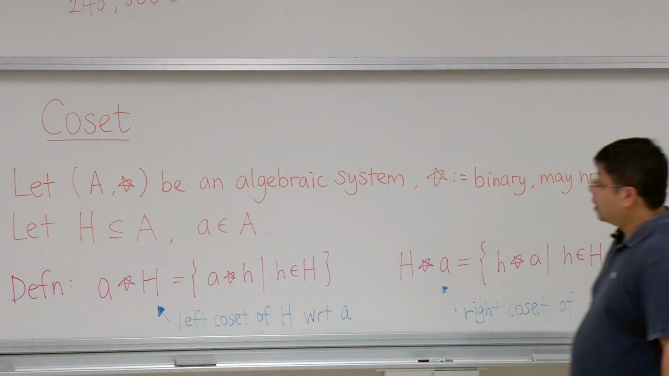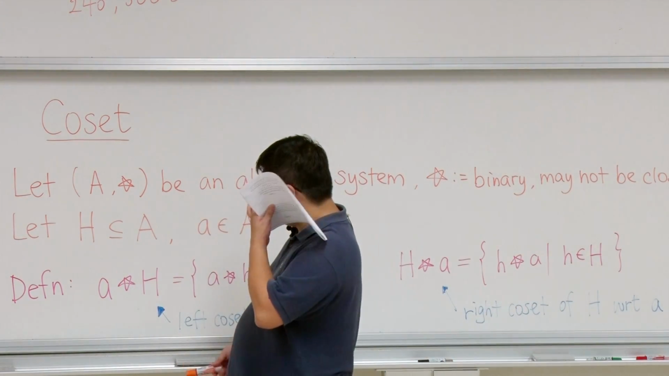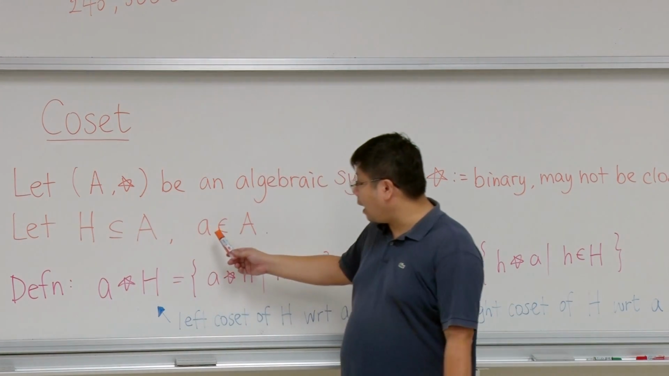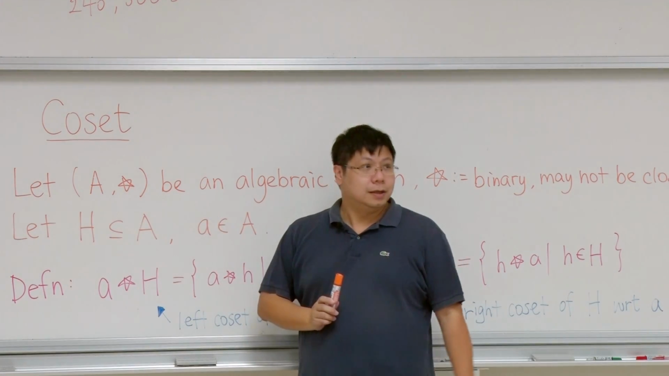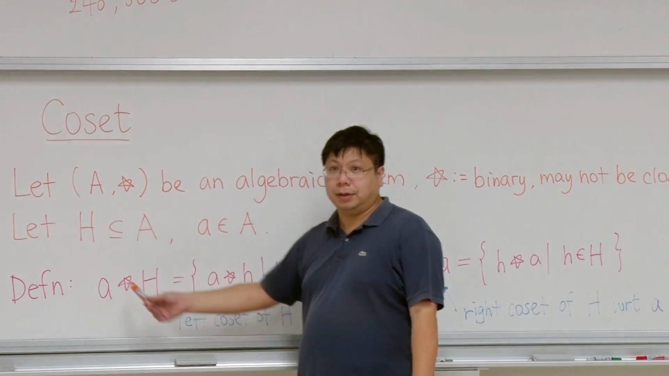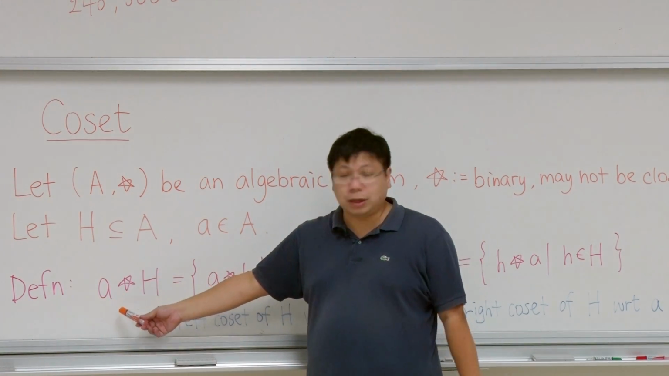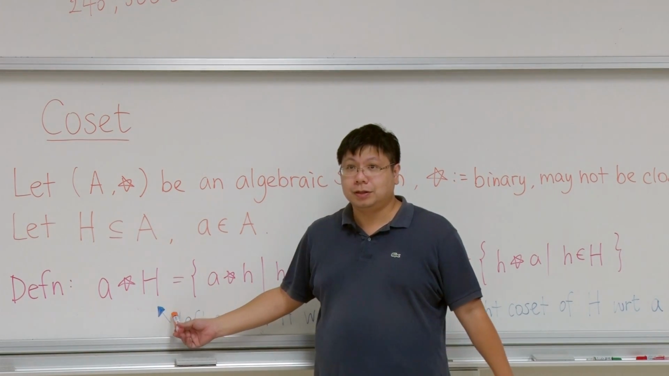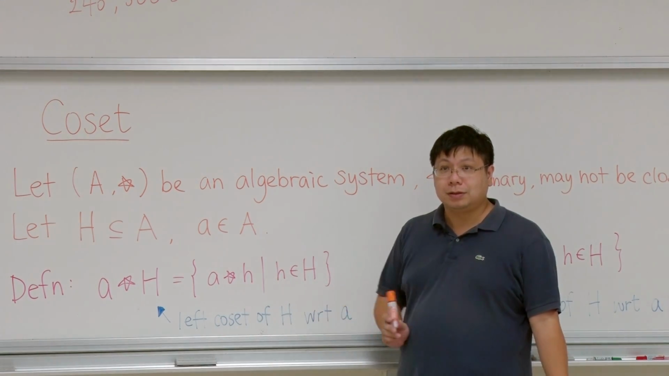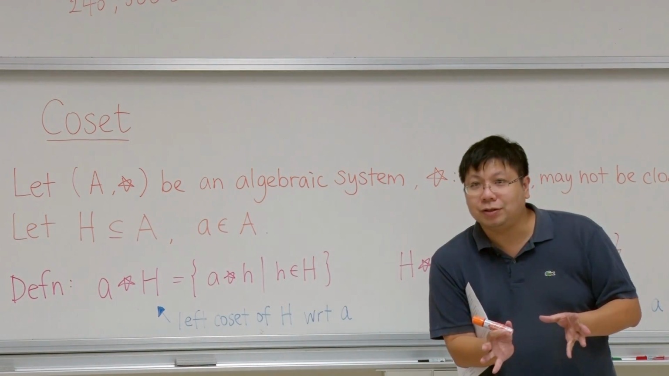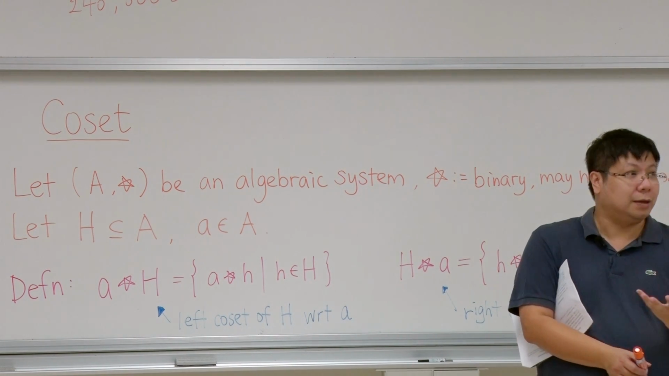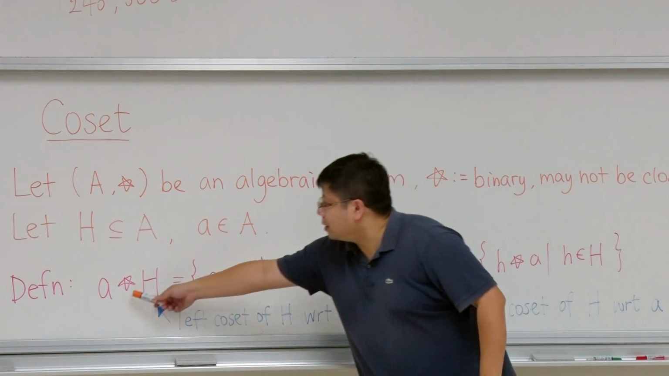Suppose that we have some subset H of this A and some element a of A. Then we can define two sets. One has the notation a star big H. A star big H is the set that contains all the elements of the form a star little h. You take all the elements of H, apply a on the left-hand side, and collect the resulting items together. It is called a star big H.